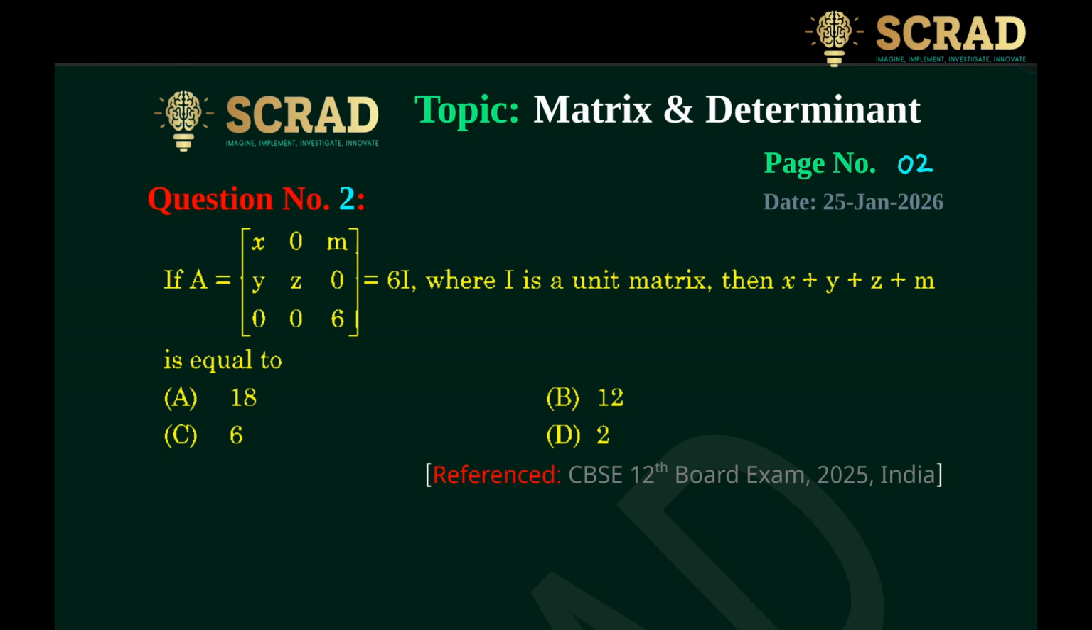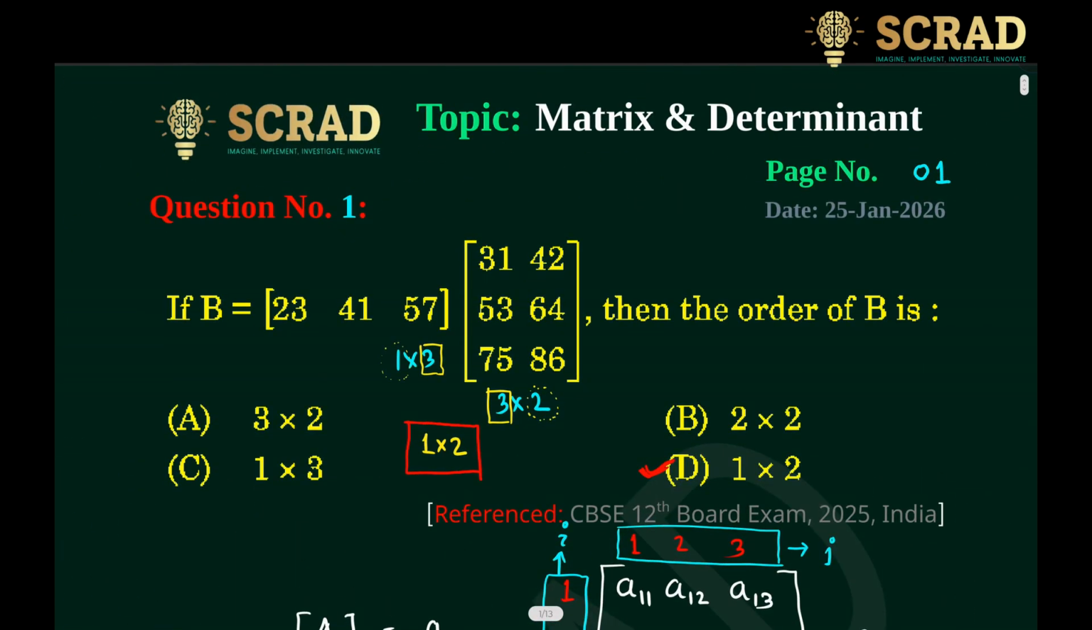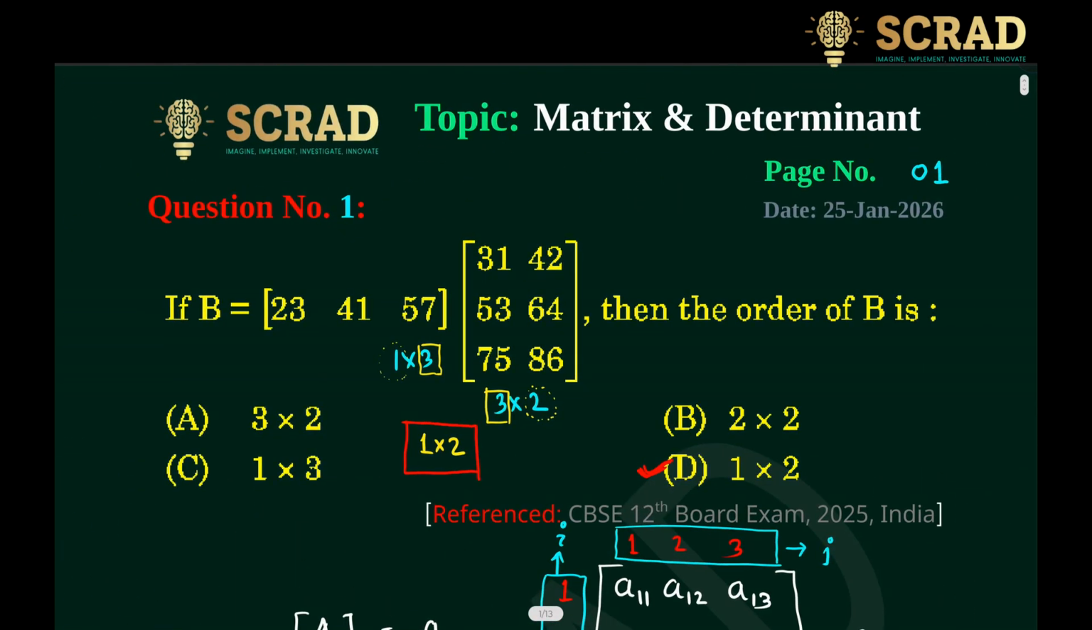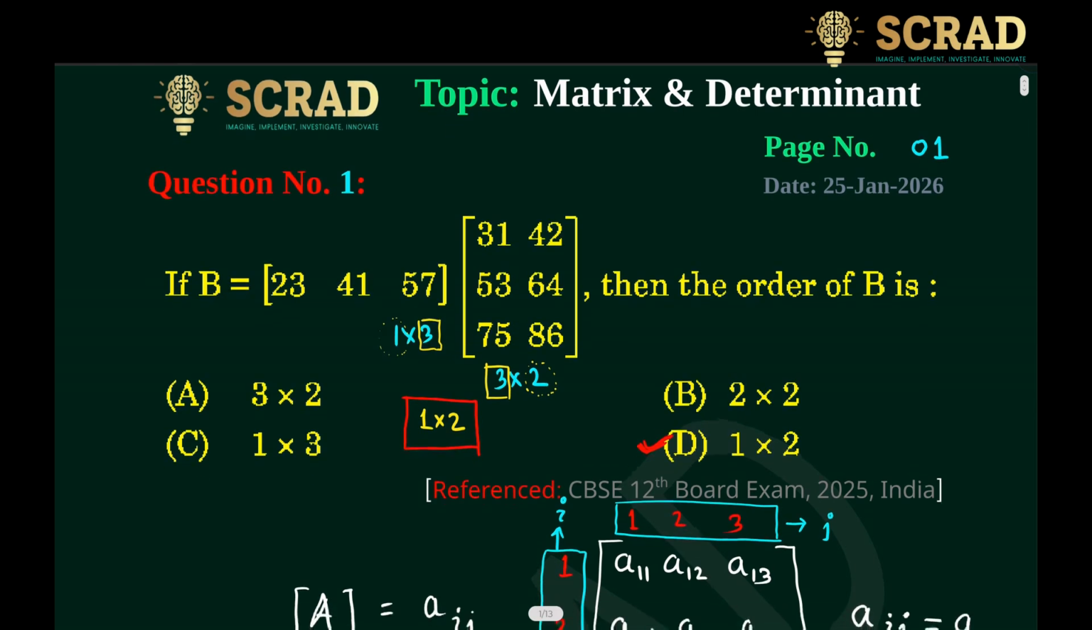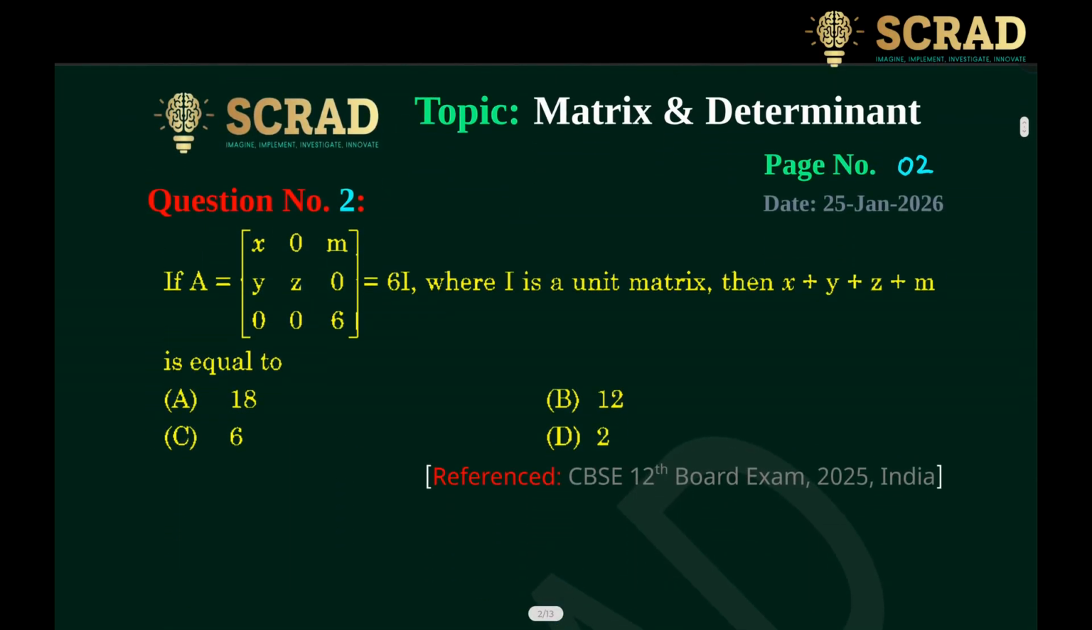So with another question. In the previous video we discussed question number 1. What we discussed in question number 1 is there was a multiplication of two matrices and it asked us to find out the order of that resultant matrix, right? So this was question number 1. Hope you enjoyed the last video.